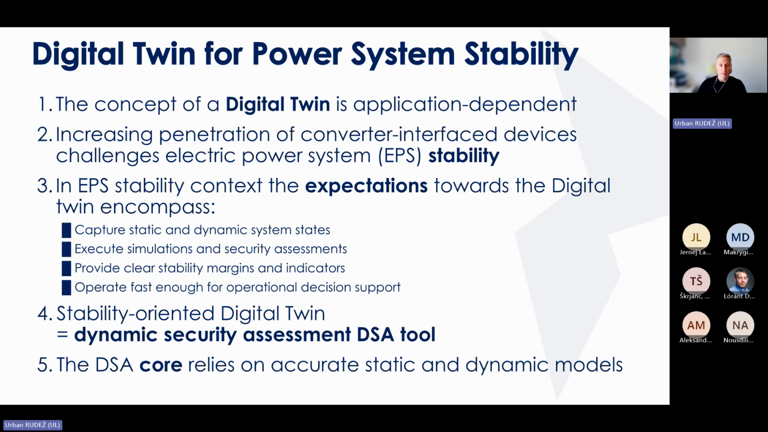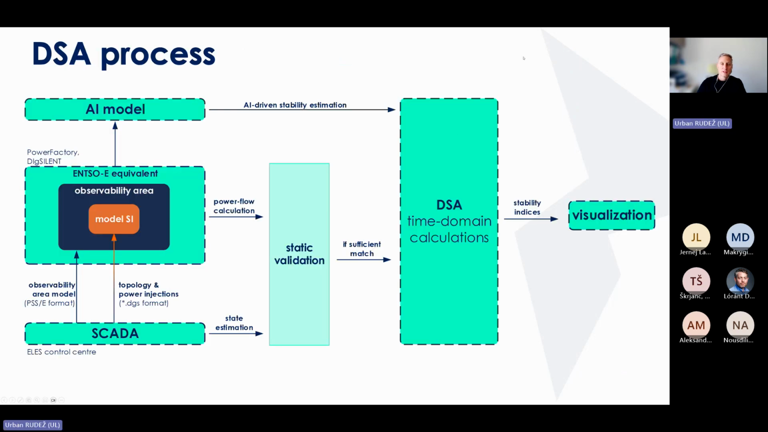So whenever we were discussing the stability-oriented digital twin, we were discussing the dynamic security assessment tool, or the so-called DSA tool. This DSA tool basically has its core, and this core is constructed by static and dynamic models of the power system. So before we go into the models, I need to present how the whole DSA process was planned, or how it was constructed. As I said, the core of the DSA are the models.